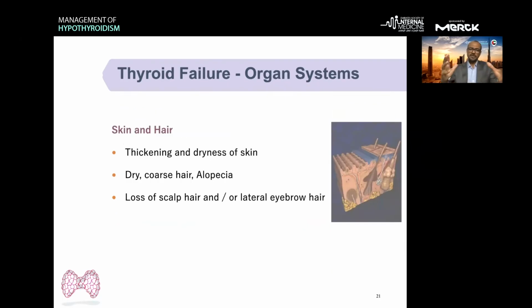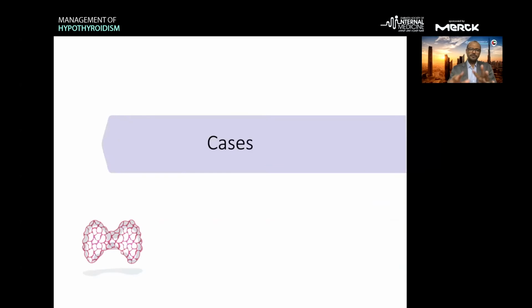And in the skin, the most common presentation is hair fall, dryness, and coarseness, having coarse hair and alopecia. And some might present with loss of scalp hair and even the lateral aspects of the eyebrows in severe hypothyroidism. So this is just a quick introduction to hypothyroidism, when to screen and whom to screen. Now I'm going to present a case, take you through the management, and take you through the guidelines of hypothyroidism.